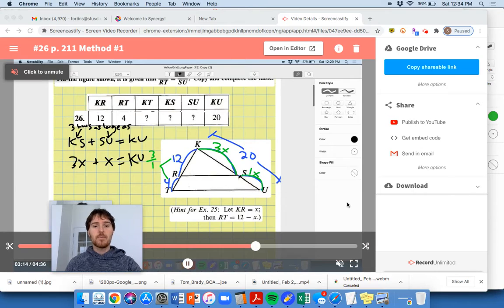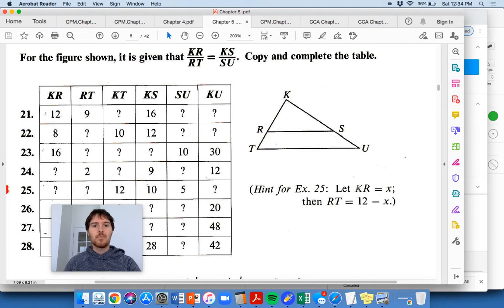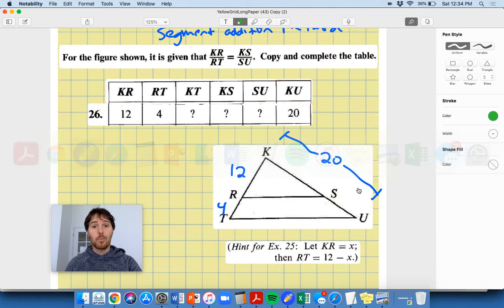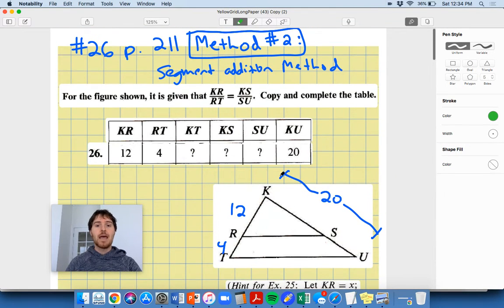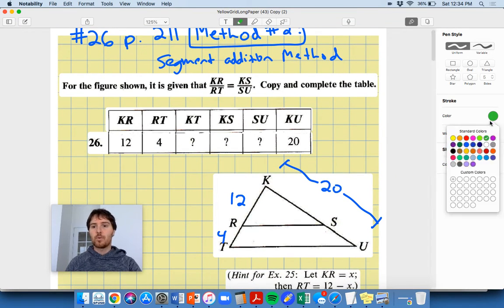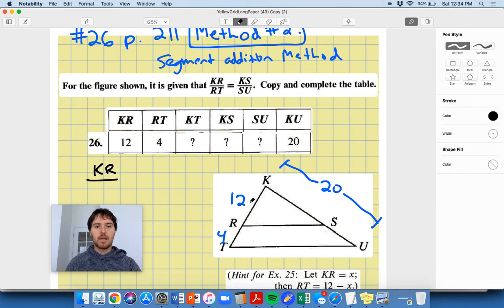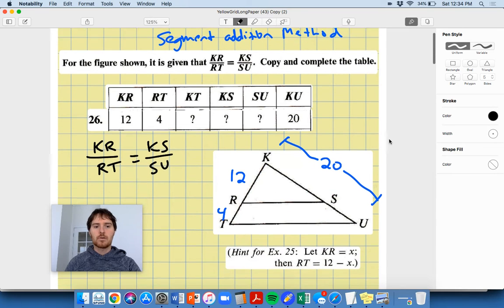Many of you might be able to figure this out based on this little tip. But in this problem, we're actually going to solve this by just setting up one proportion, right? The given proportion. You might be asking, how am I going to use this given proportion to solve this problem? Because I know what KR is, KR is 12. I know what RT is, RT is 4. But I don't know what KS and SU are.